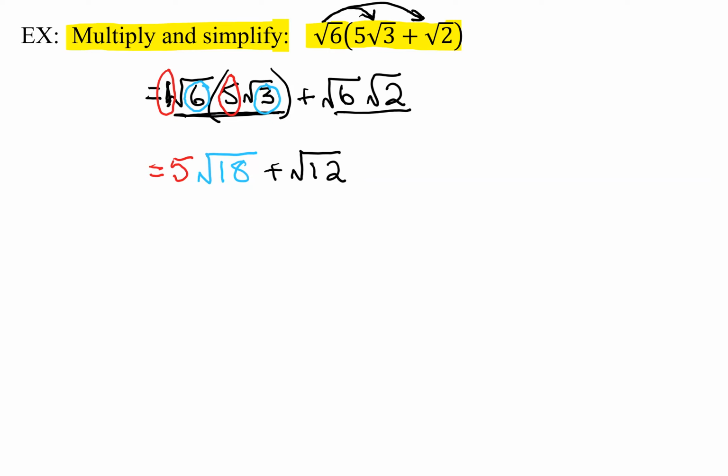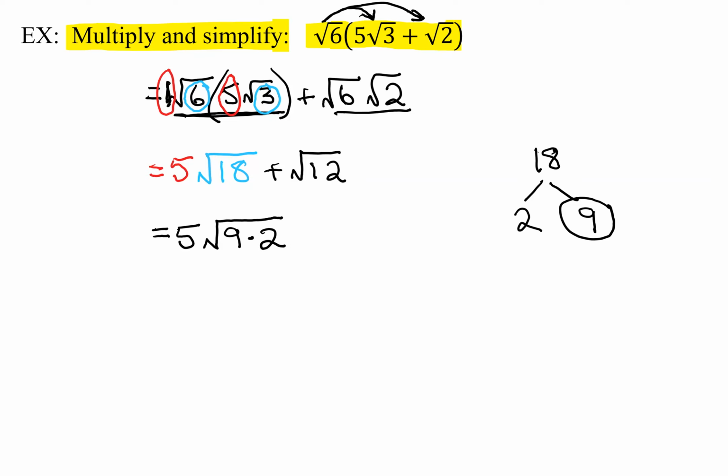All I have to do is simplify my answer if possible. So let's look at 18. Can I factor that? Yes, it definitely factors. There's different ways to do it, but the first thing I notice, it's 2 times 9. 9 is a perfect square, so I don't have to factor it anymore. I can write my square root of 18 as the square root of 9 times 2. Plus, now let's look at the square root of 12.